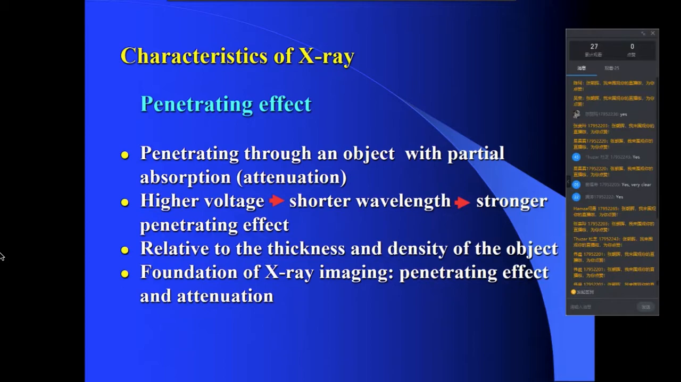The higher the voltage the X-ray tube is applied on, the shorter the wavelength of the produced X-rays, and the stronger the penetrating effect it will possess. The penetrating effect of X-ray is also related to the thickness and the density of the examined object. The thicker and denser an object is, the more X-ray will be attenuated. And the penetrating effect is the foundation of X-ray imaging.